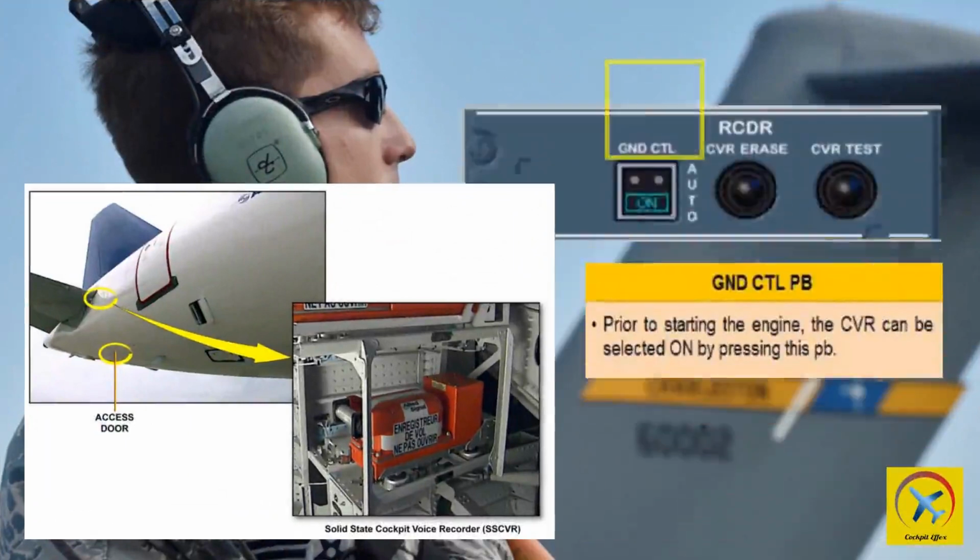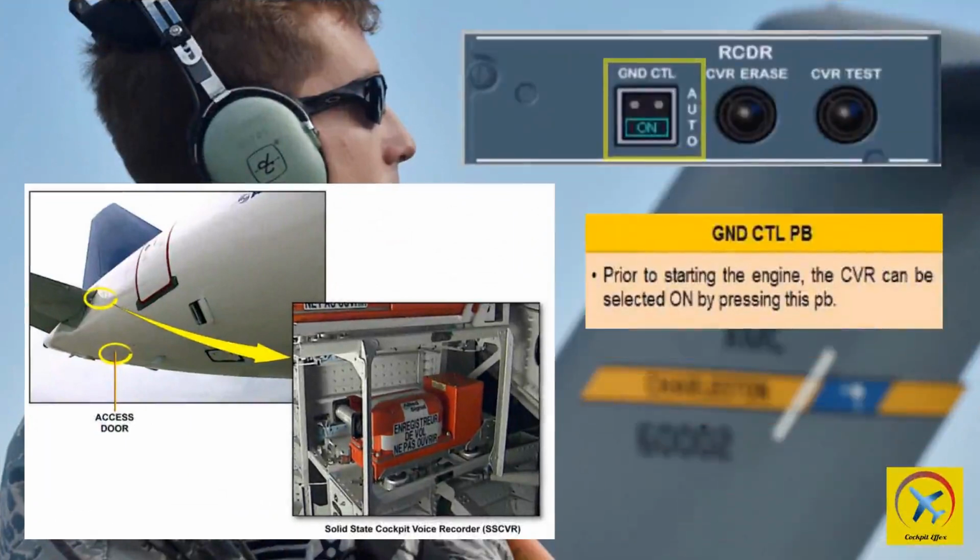The recorder panel consists of a cockpit voice recorder, CVR, and digital flight data recorder, DFDR, controls. On the ground, the cockpit voice recorder automatically energizes for 5 minutes after electrical power application or continuously if at least one engine is running. It operates continuously in flight. The system stops automatically 5 minutes after the last engine is shut down. Selecting the ground control switch to on energizes both the CVR and DFDR.